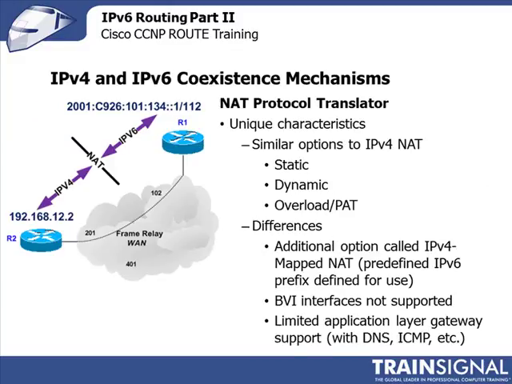Another coexistence mechanism is sometimes referred to as NAT-PT. It stands for NAT Protocol Translator. It's very similar in operation to NAT with IP version 4. The difference is obviously it's not going from private addresses to globally routable addresses, but it's actually between IP version 4 addresses and IP version 6 addresses. So you still have static NAT, dynamic NAT, and overload or port address translation.